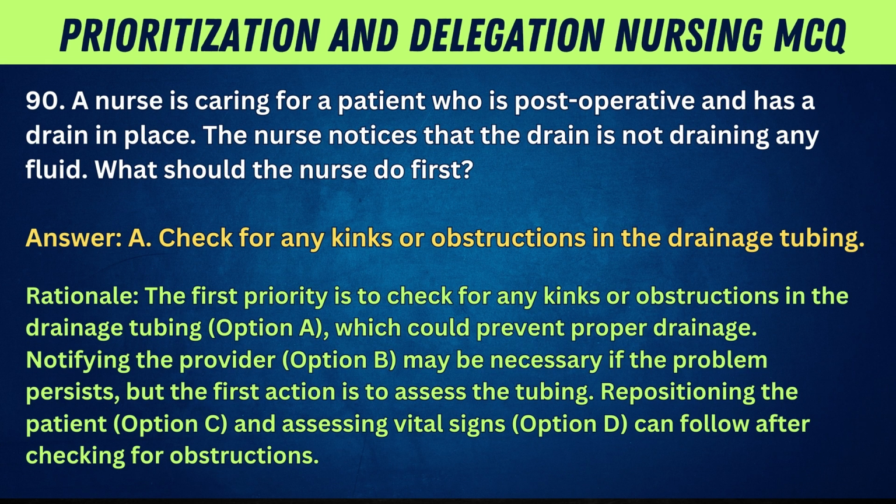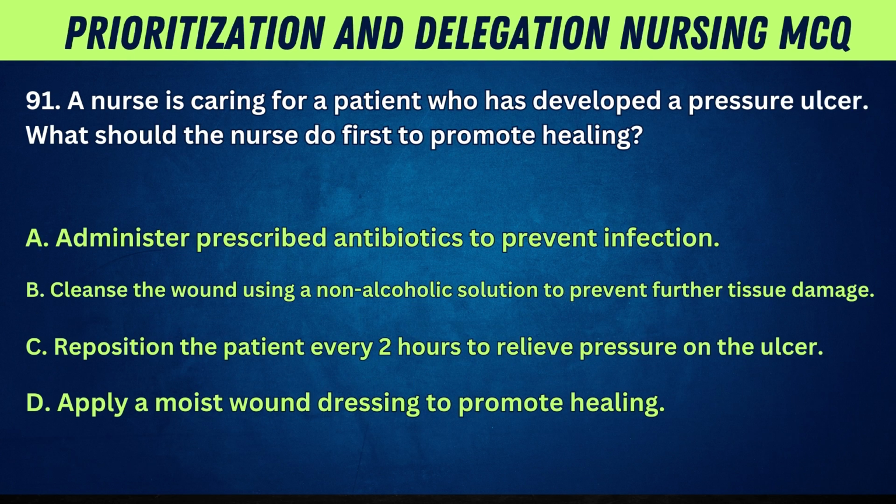Answer. A. Check for any kinks or obstructions in the drainage tubing. Rationale. The first priority is to check for any kinks or obstructions in the drainage tubing, option A, which could prevent proper drainage. Notifying the provider, option B, may be necessary if the problem persists, but the first action is to assess the tubing. Repositioning the patient, option C, and assessing vital signs, option D, can follow after checking for obstructions.